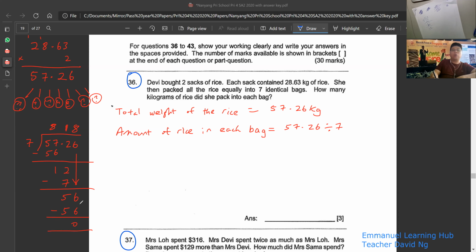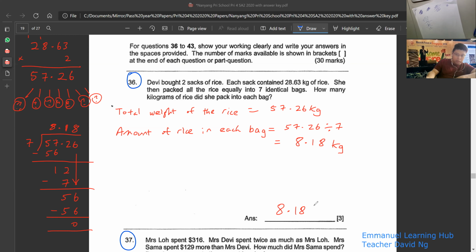Okay, decimal point. Where should you put the decimal point? Here or here? Left or right? There. Yeah. Good. So is 8.18 the final answer? Yes. So how many kilograms of rice did she pack into each bag?